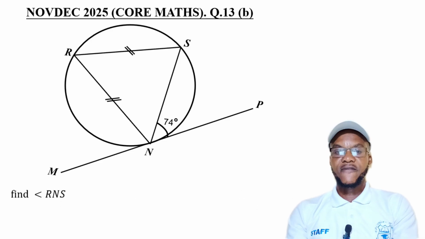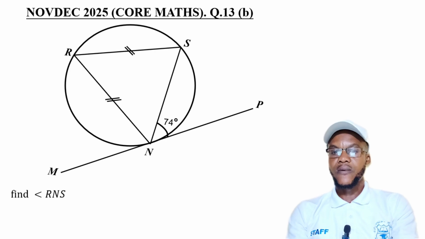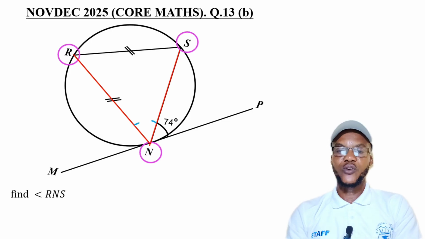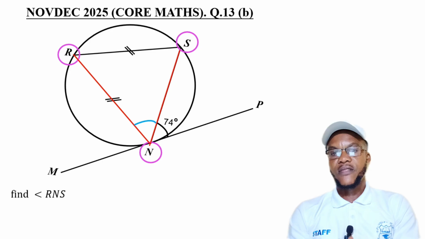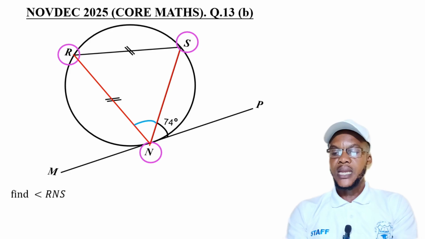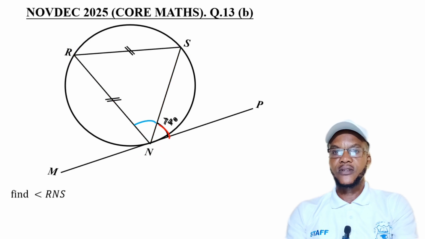Let's first identify the angle RNS. The angle made at N is the angle we are talking about. What will be its value? That's what we are looking at. First, let's consider this angle of 74 degrees, and then we also consider the angle at R.